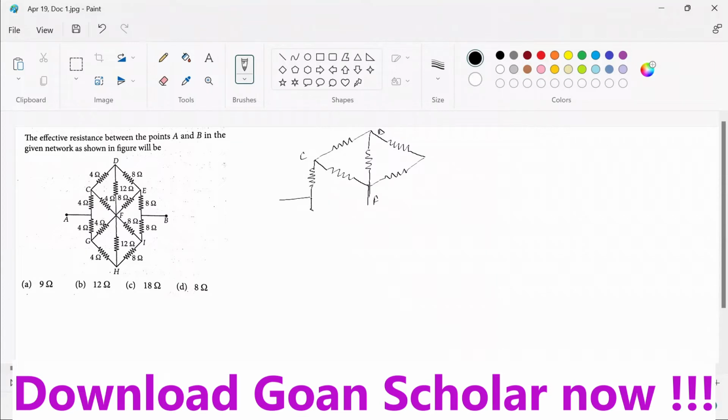This is your 4 ohm, here it is 4 ohm, and here it is 4 ohm, and this is 12 ohm, and this is 8 ohm, and finally this is 8 ohm, and they both are connected here with 8 ohm and 8 ohm, and in between there is P. I've just redrawn it. Now be very careful. If you look at this resistance value, this is 4, and this is also 4. This is 8 ohm, and this is 8 ohm. Again here it is 4, 4, 8, and 8.